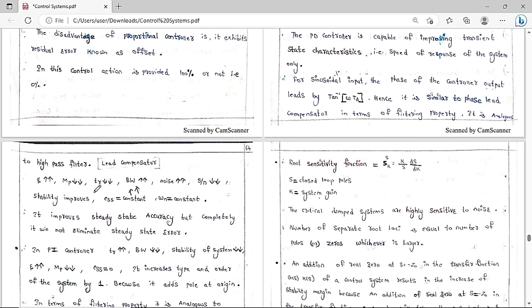Means there will still be some amount of steady state error always present. So with the help of this compensator, the type of the system is not increased, and the order of the system is also not increased. So these things you always have to keep in your mind.